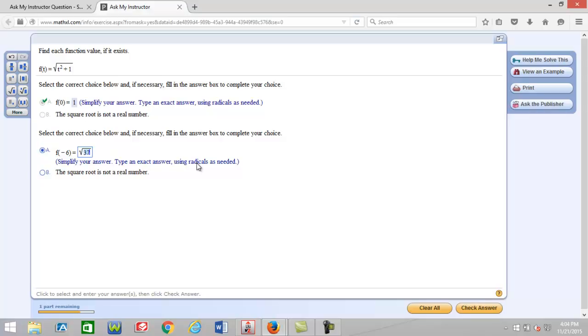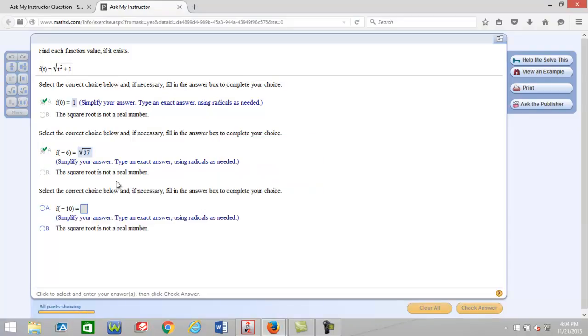Now, in this case, 37 is not a perfect square. The only thing I can do with that is leave it as is, because they're not asking us to write it as a decimal number. It says use radicals as needed, and it's needed in this case, so we'll check our answer, and it's correct.